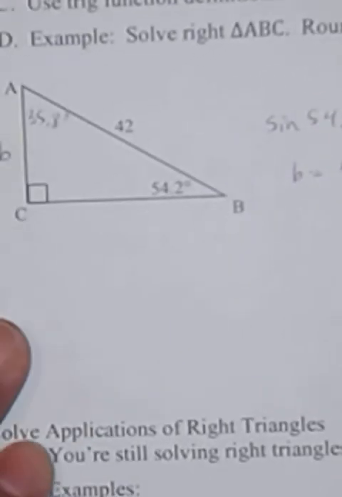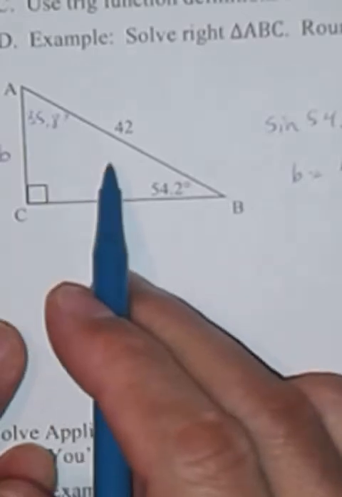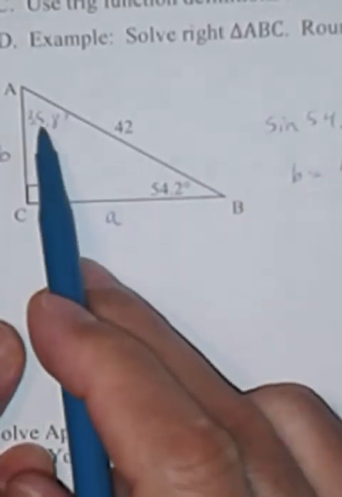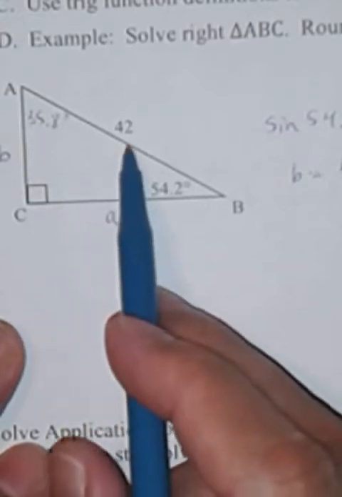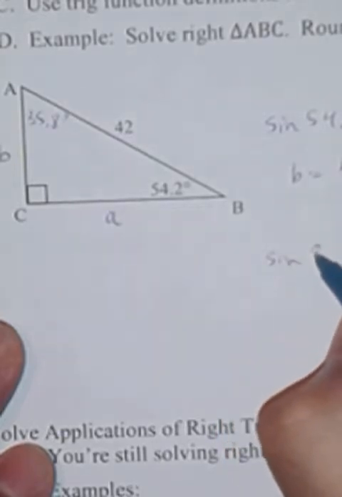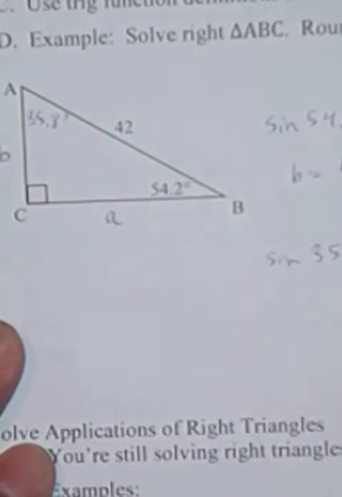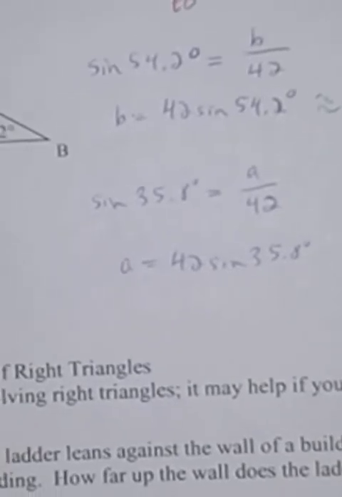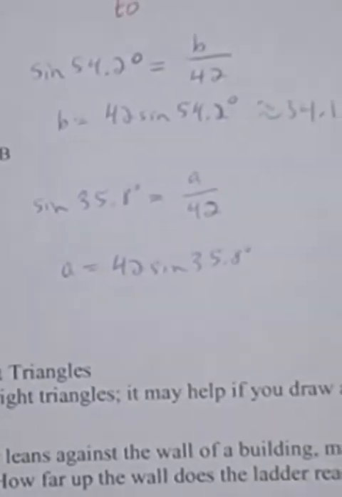We also know that angle A is 35.8, and we can find side a, right? So the sine of angle A is a over 42. So the sine of 35.8 degrees is a over 42. So a will be 42 times the sine of 35.8 degrees. That's an exact answer, and if I want to approximate, then I punch that into my calculator.